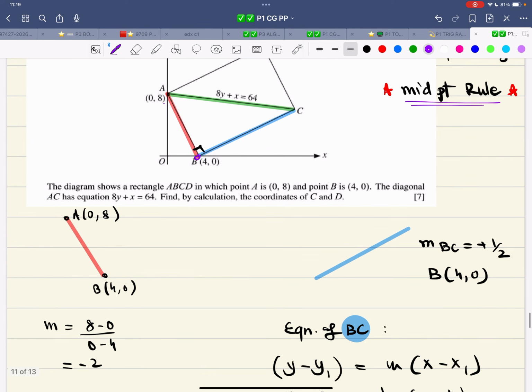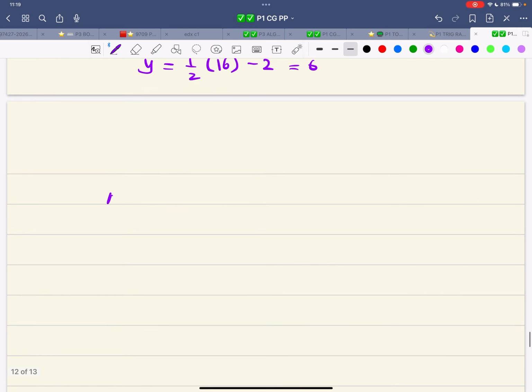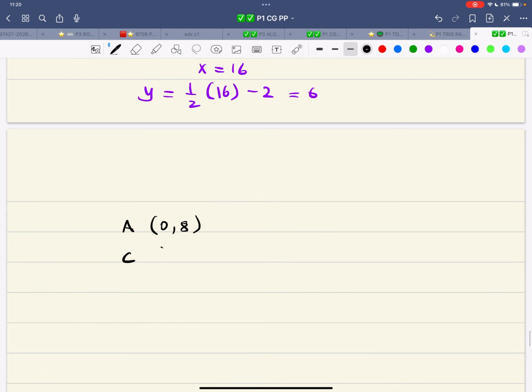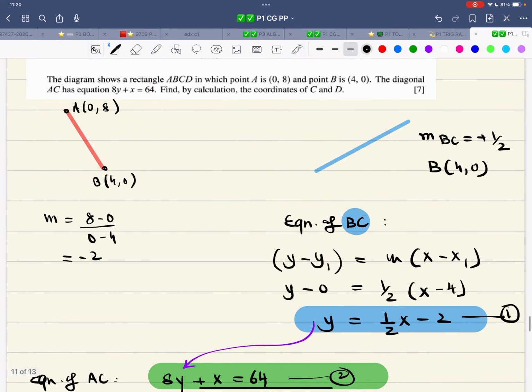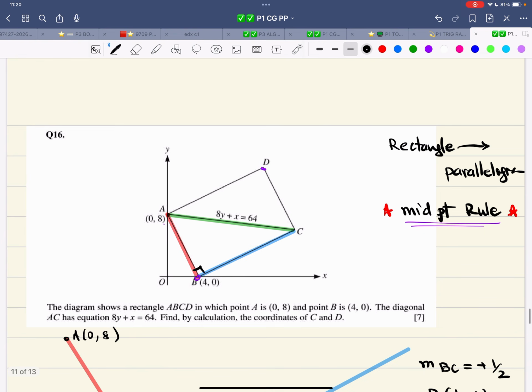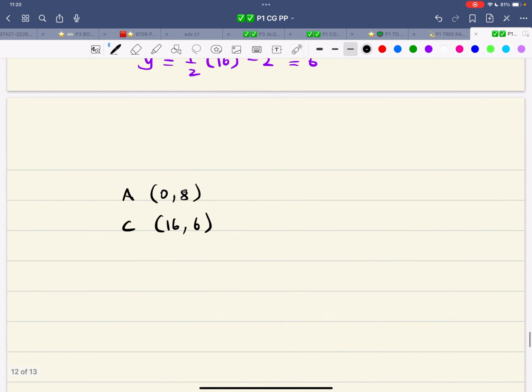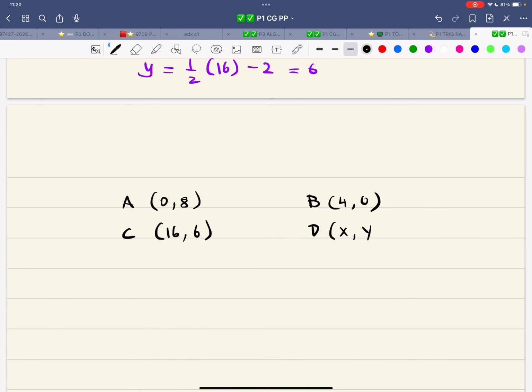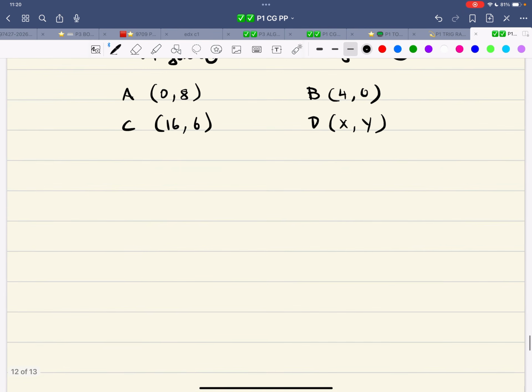So let me first write it down. A is 0, 8. A is 0, 8. And then C is 16, 6. And what else we have? We have B, which is 4, 0. And then we have D, which is XY. So this is technically diagonal 1. This is diagonal 2. The midpoints are the same.